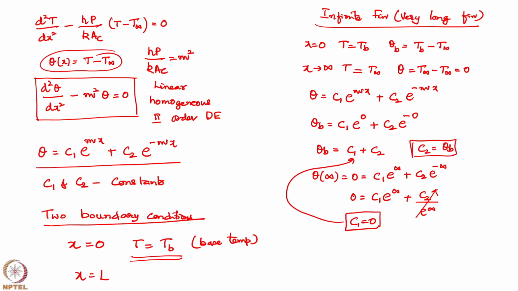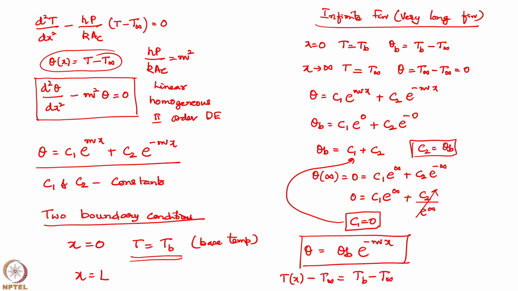So if I substitute C1 and C2, I get theta equal to theta b into e to the power of minus mx. So this is my temperature distribution, that is T of x minus T infinity is equal to Tb minus T infinity into e to the power of minus mx. That means the temperature is falling exponentially. Now next thing to find out is the Q fin. How much is the heat transfer rate? As an engineer, that's what I am interested in.